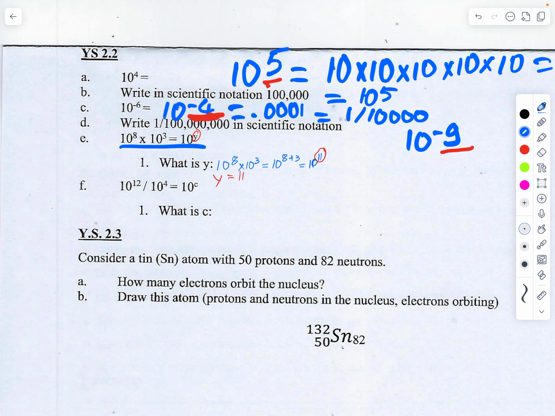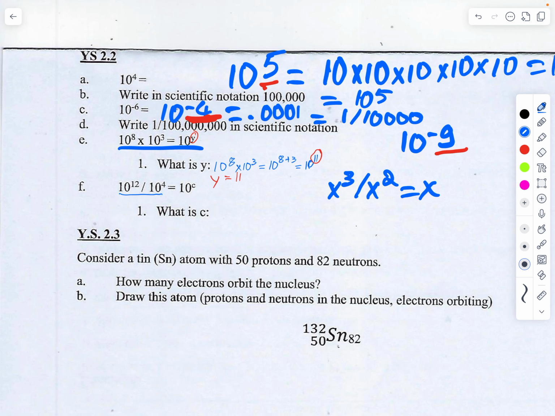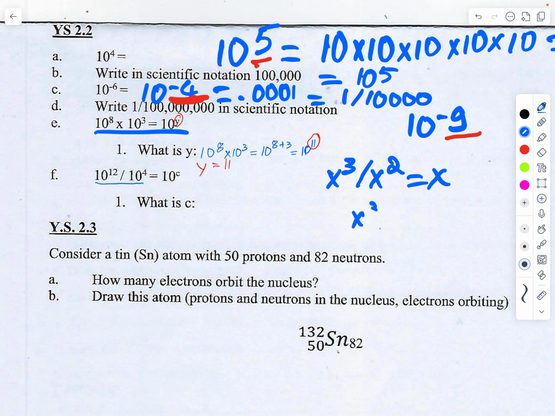Okay, so for this problem, same concept. And you remember multiplication is adding. Then what is division? Subtracting, right? So let's give us an example. X to the third divided by x to the second, we will get x, right? Because x to the third minus 2 is x to the first, right?